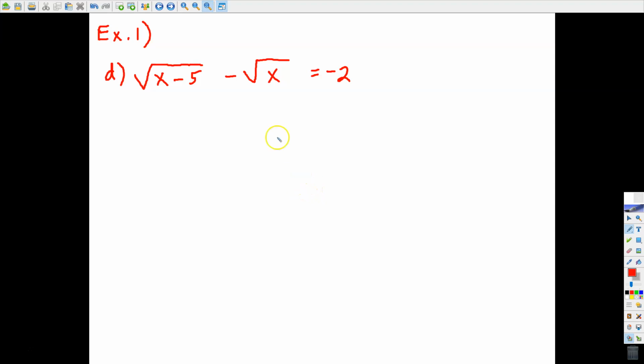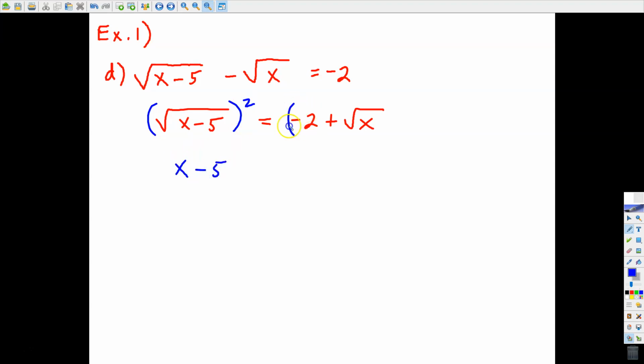In cases like this, the radicals need to be separated. They need to be put on opposite sides before I start. So I'm going to add the square root of x to both sides. Now, I'm going to do like we've done in the past. I'm going to raise both sides of the equation to the second power. And the left side then will become x minus 5.